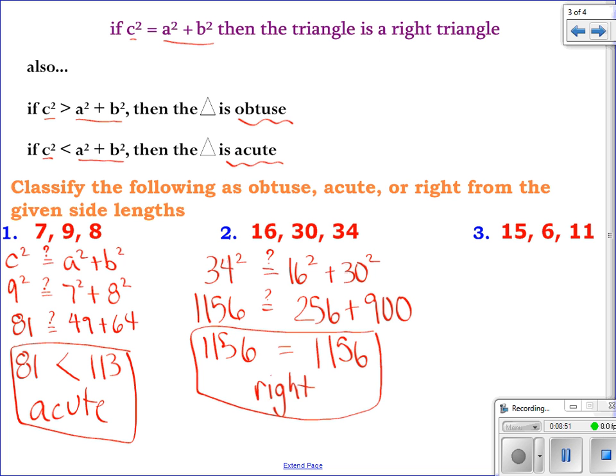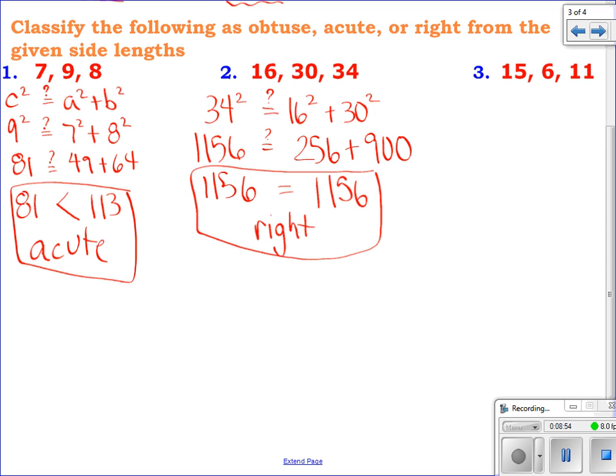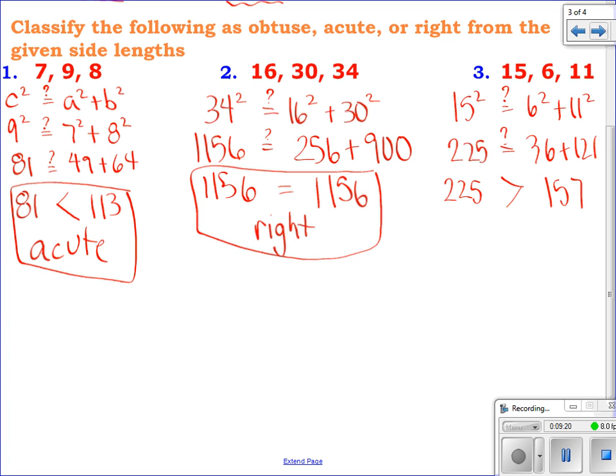Okay, what goes in for c squared over here? 15 squared, 6 squared, and 11 squared. So we got 225, 36, and 121. What's this over here? So we need to put a greater than symbol there. What kind of triangle? Again, the focus is what is c squared? Is it big, is it small, or is it equal?